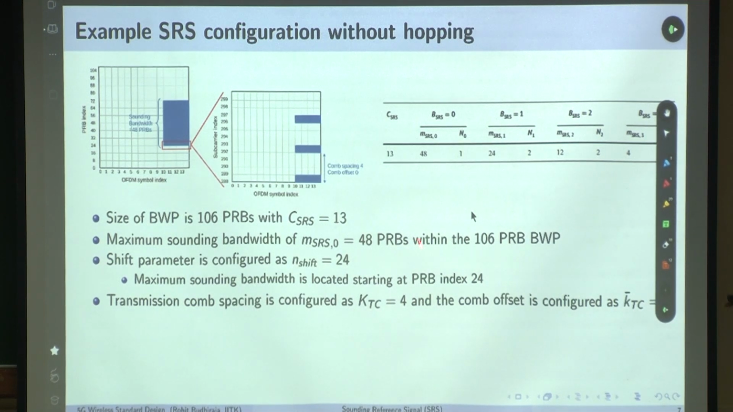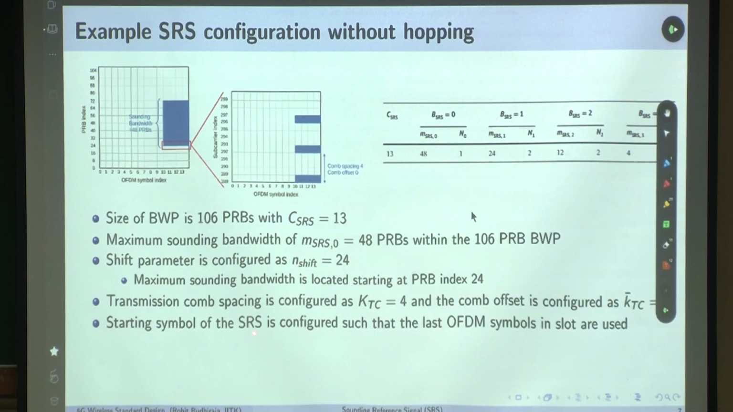Correct? So here in the simple case, COM spacing is 4 and the offset is 0, because you are beginning from 0. If the offset is 1, you will begin from here, and then this will come here, this will come here, that's all. And the starting symbol of the SRS is configured such that the last OFDM symbols in the slots are used. Last 4 symbols. That also needs to be told.